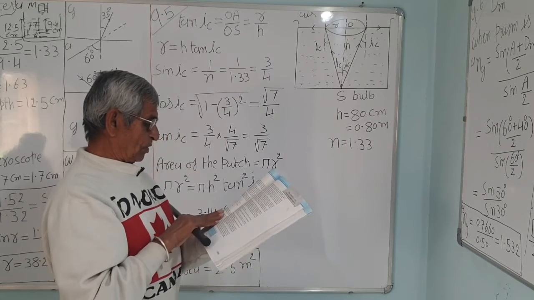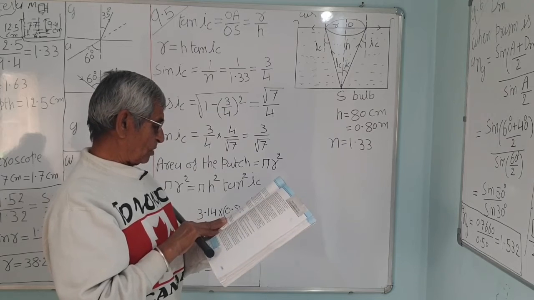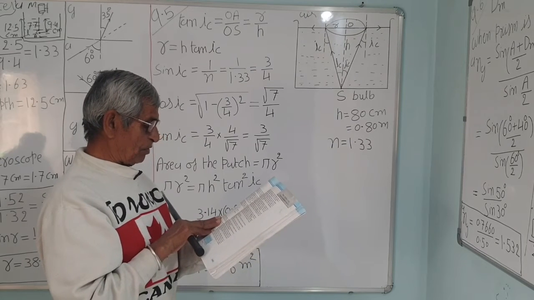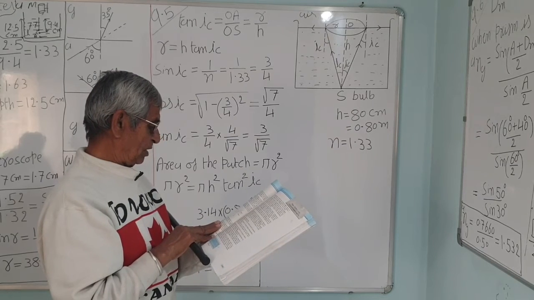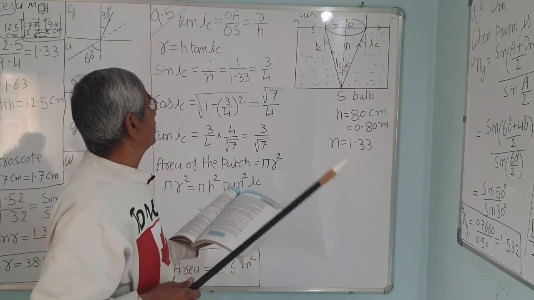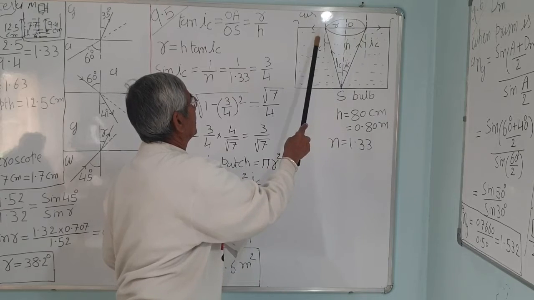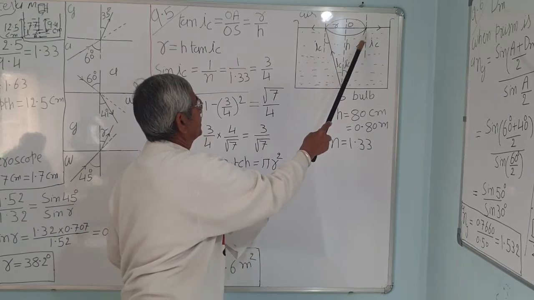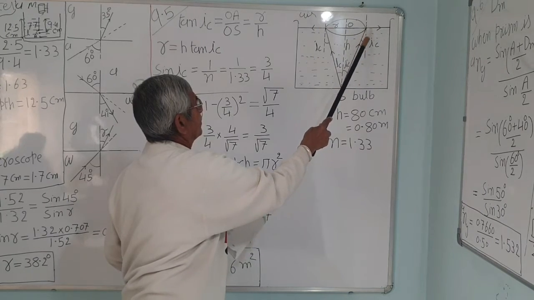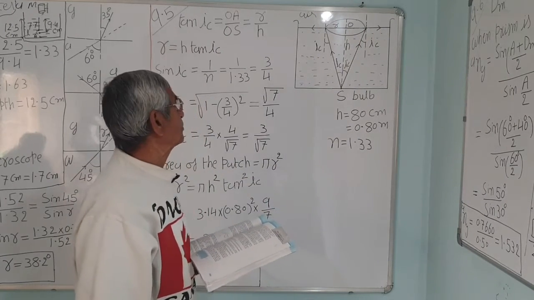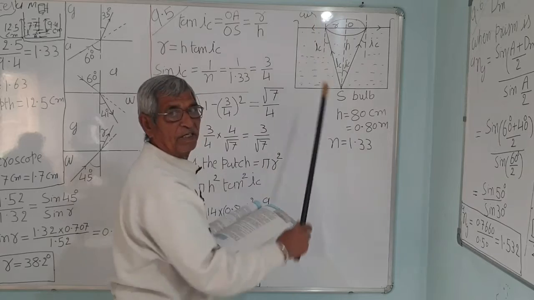Correct. What is the area of the surface of water through which the light from the bulb can emerge out? Refractive index of the water is 1.33. Consider the bulb to be a point. What is the area? This area through which the light will come out. From this, if this angle is critical angle, then the ray will just graze the surface of separation of two media, that is the water and air interface.